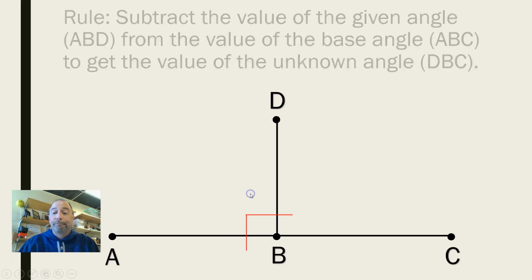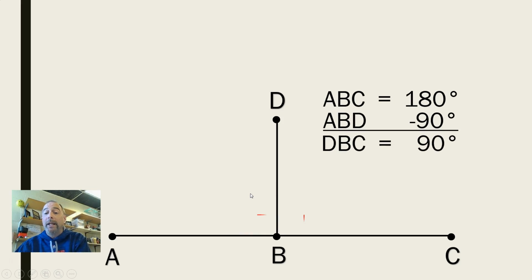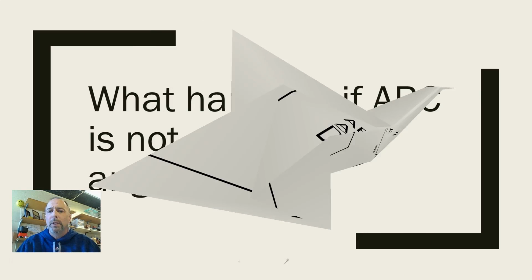So we subtract, and we get 90 degrees. This formula works every time. The value of the base angle minus the given angle gives us our missing value. There is your simple formula. To do that, you will get the right answer, provided you borrow and regroup right and stuff like that.